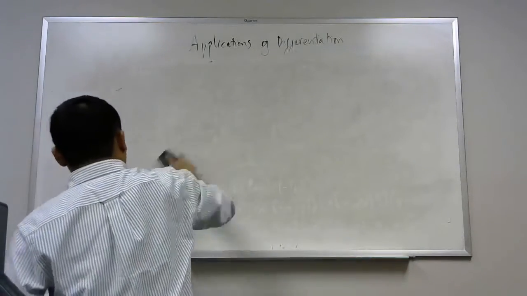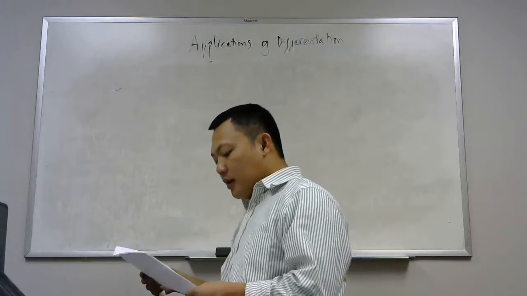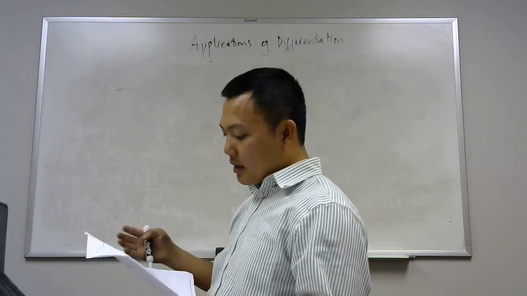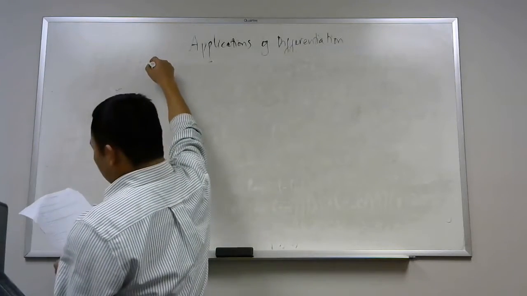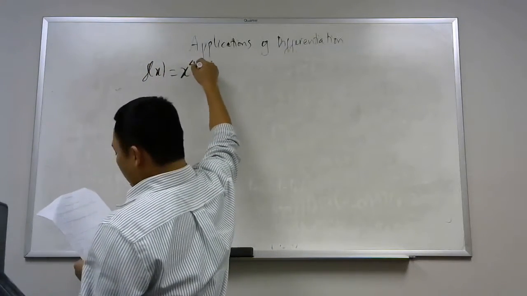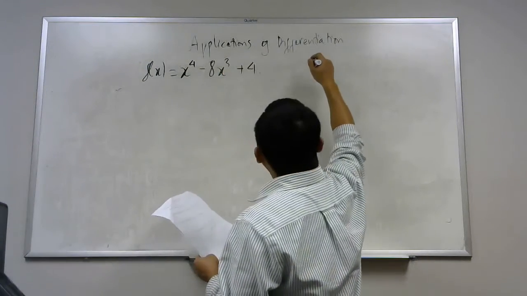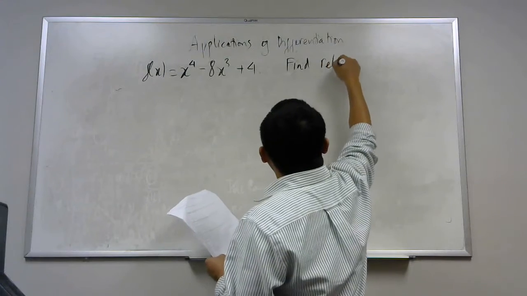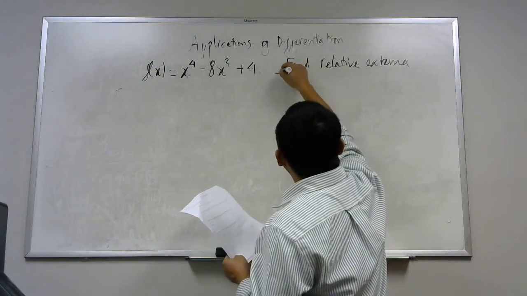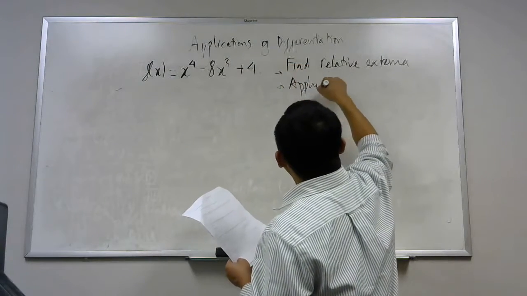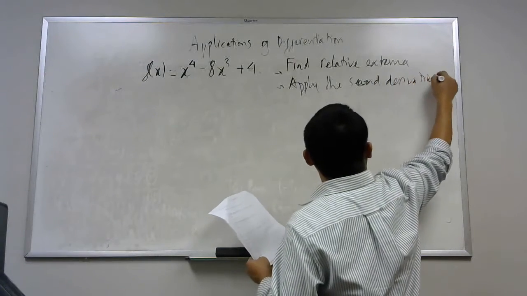Next question: find all relative extrema of the function and then use the second derivative test if applicable. We have function f of x equal to x to the 4 minus 8x cubed plus 4. Find relative extrema and then apply the second derivative test.